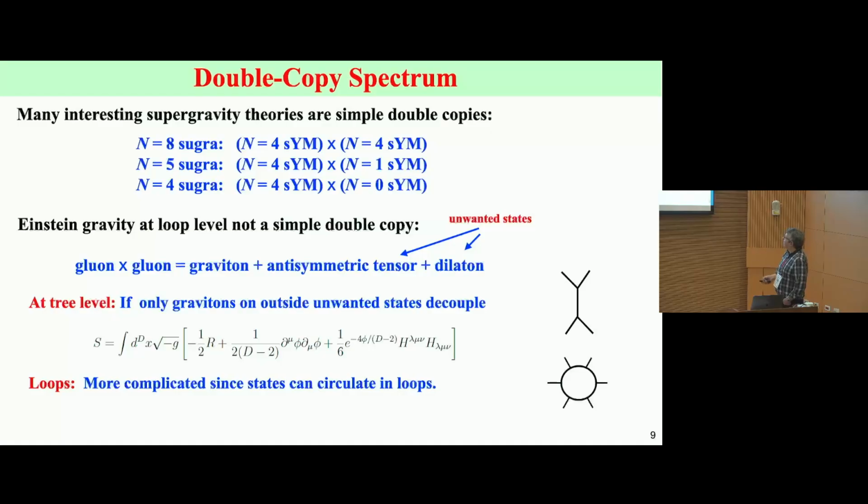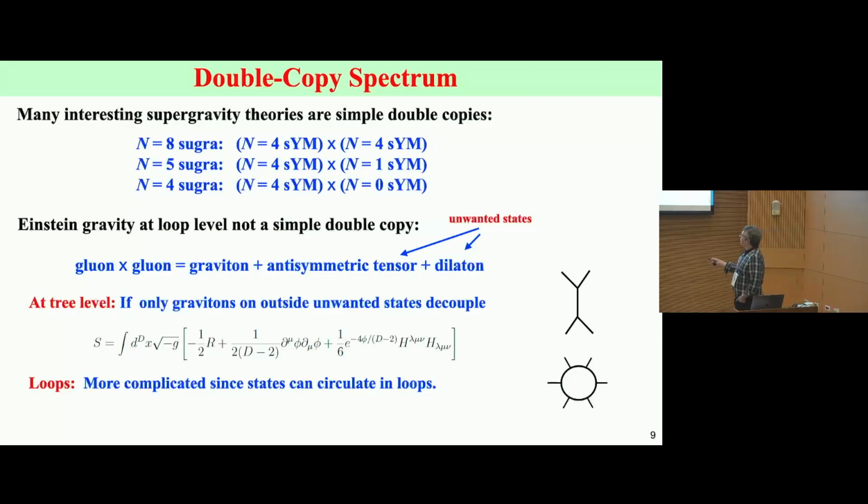Okay, let's have a look at how the double copy works. Well, let's go back to tree level. So the first thing is there's many interesting supergravity theories that are very simple double copies. You just take the numerator, N=4 super Yang-Mills, N=4 super Yang-Mills, and you double copy, you get N=8 supergravity, and N=5 supergravity is N=4 super Yang-Mills times N=1. Yes, it's true. 4 plus 1 equals 5, and so forth. It works that easily.